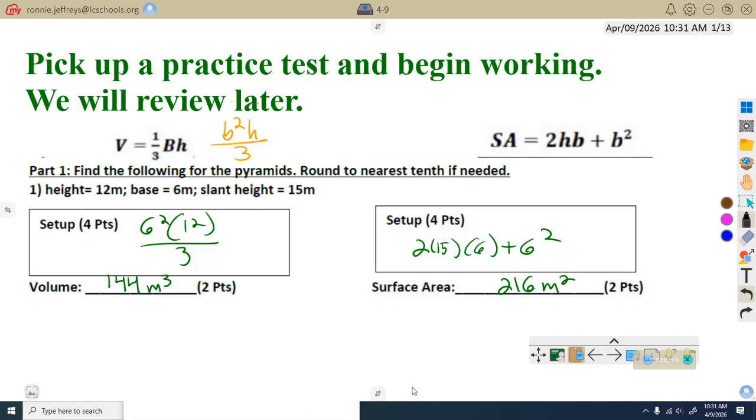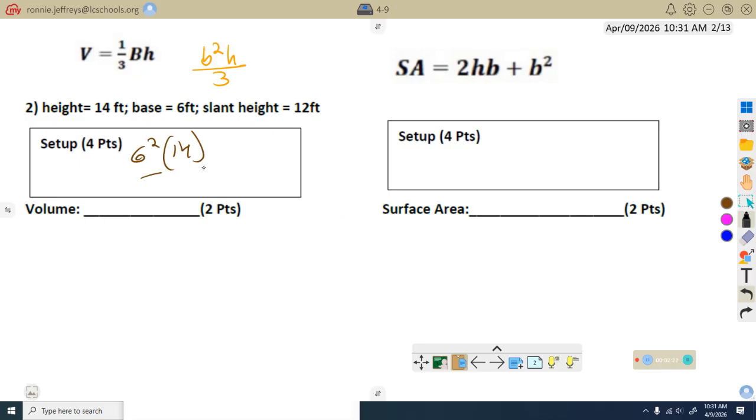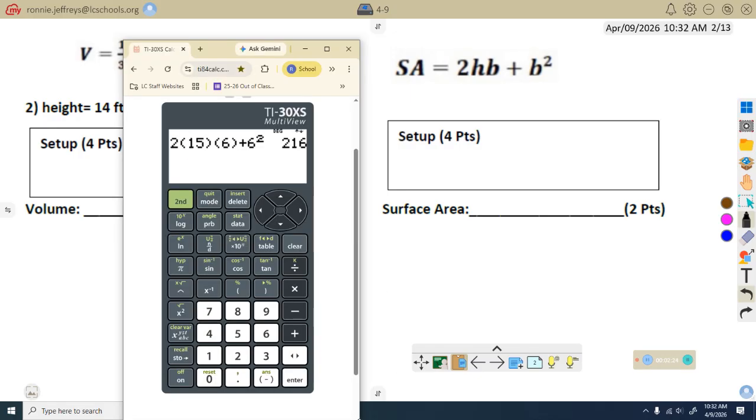All right, are we good with number 1? All right. So, number 2. So 6 squared times 14 over 3.